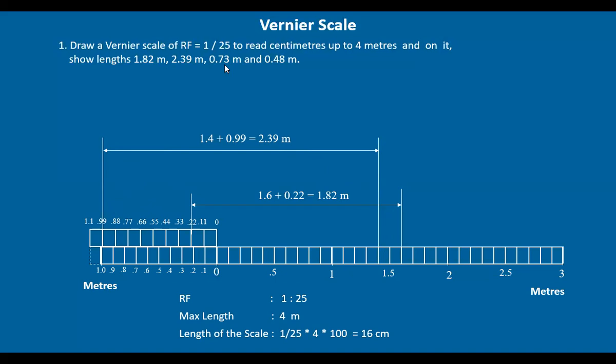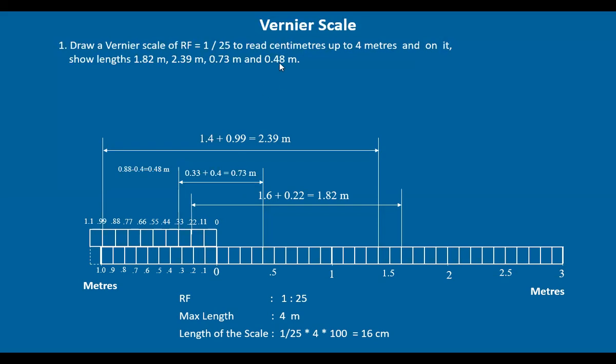Similarly, 0.73. This is again based on the second decimal. Where is 3 in the second decimal place? Here. So 0.33. Let's divide this 0.73 into 0.33 plus 0.4. Now 0.33, draw a line here, and 0.4 from 0, here it is 0.4, right? So draw a line, this is 0.73 meters.